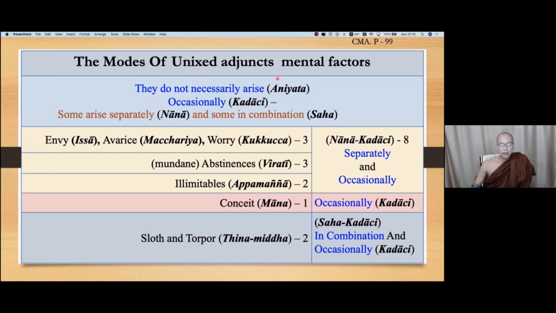Among the 11 unfixed adjunct factors, we can divide them into three groups. Nana karachi, eight: according to their nature, they arise separately and occasionally. Karachi, only occasionally, one. And saha karachi, two. In this way, we can understand the mental factors. And this is more information about the mental factors.